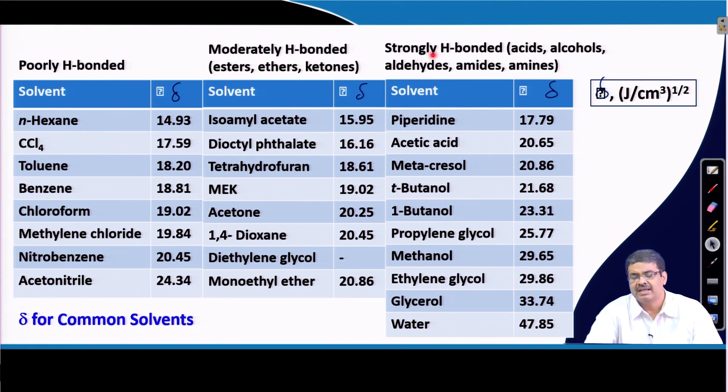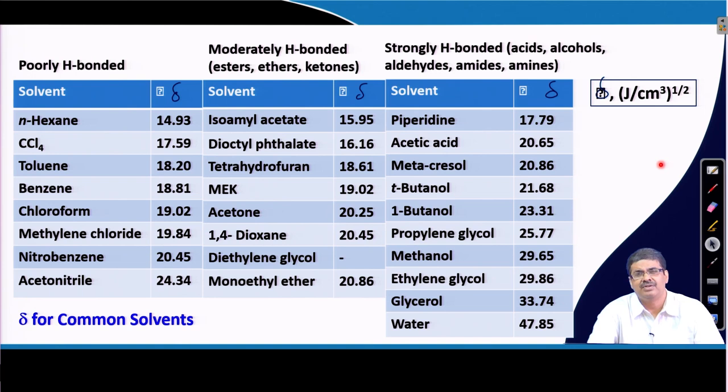Now, this classification is done because we know like dissolves like. So, if we want to dissolve a nonpolar polymer which has a poor hydrogen bonding capability, then we should look for solvents which also have poor hydrogen bonding capability, and we will look for a solvent which has a close value of solubility parameter to that of the polymer. So, we will try to match.